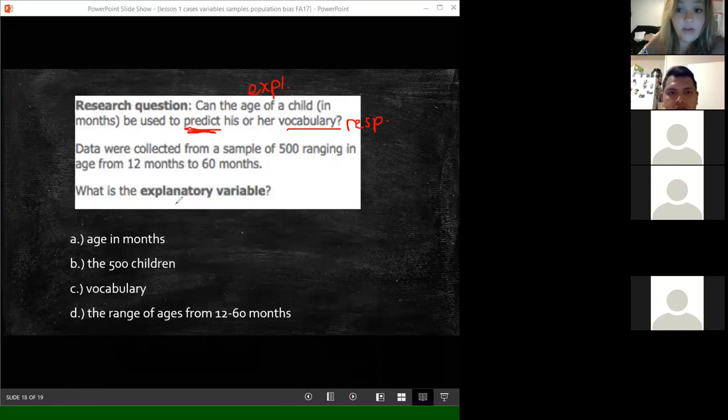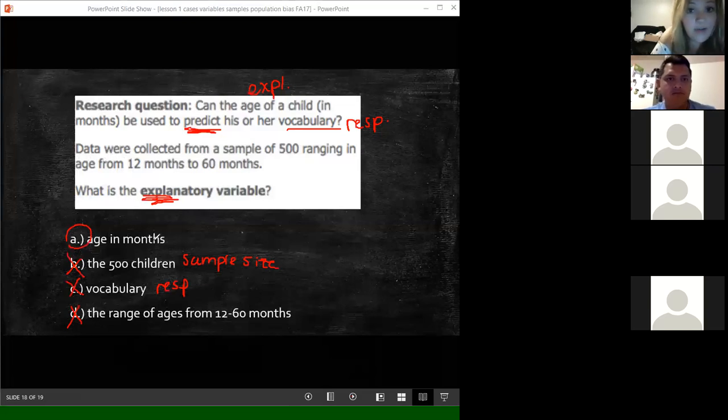So our explanatory variable, remember, is explaining our response variable. We discussed here that our vocabulary is going to be our response, so that's not the right answer. The range of ages is just not the answer. The range of ages would not have to do with anything really. And then 500 children is going to be our sample size, so that's not correct. So then A would be correct because that's our age in months, because that is what's explaining the vocabulary, our response variable. Is everyone clear on that one?